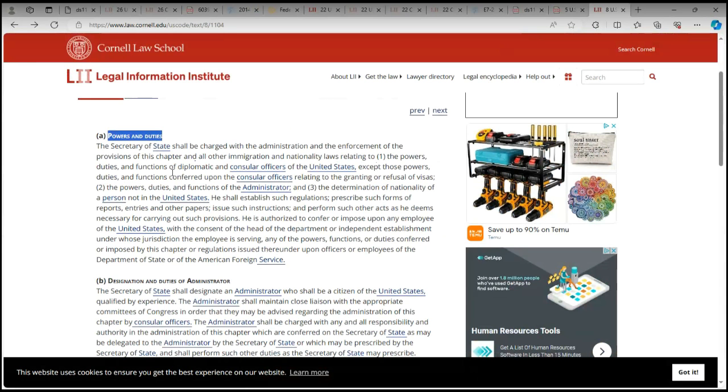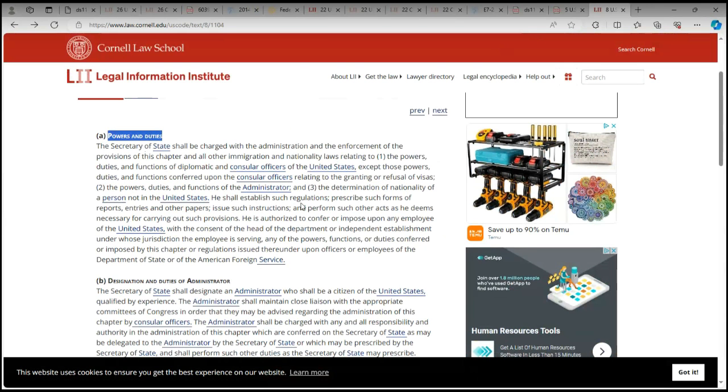The powers, duties, and function of diplomatic and consular officers of the United States, except those powers, duties, and functions conferred upon the officers. So this means all powers that were not already given to some officer, like the ministerial powers. They don't deal with it no more. They gave it to their little officers. Relating to the granting or refusal of visas. Number 2, the powers, duties, and functions of the administrator. And number 3, the determination of nationality of a person not in the United States.